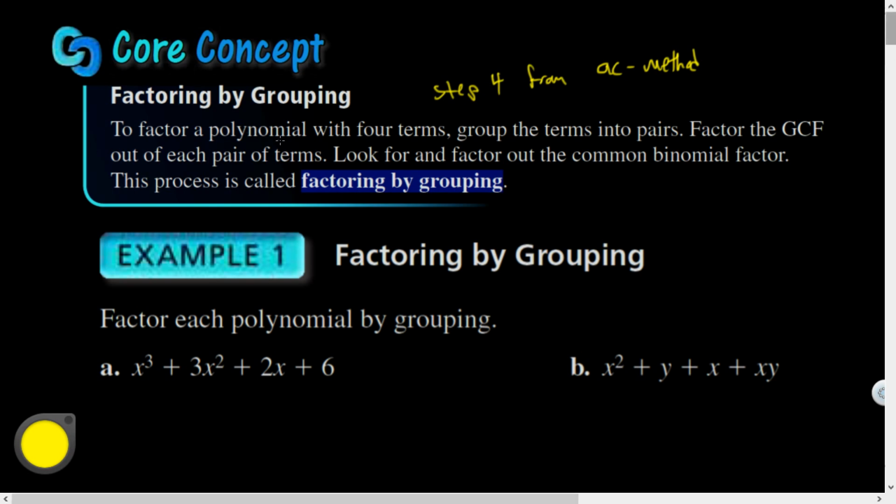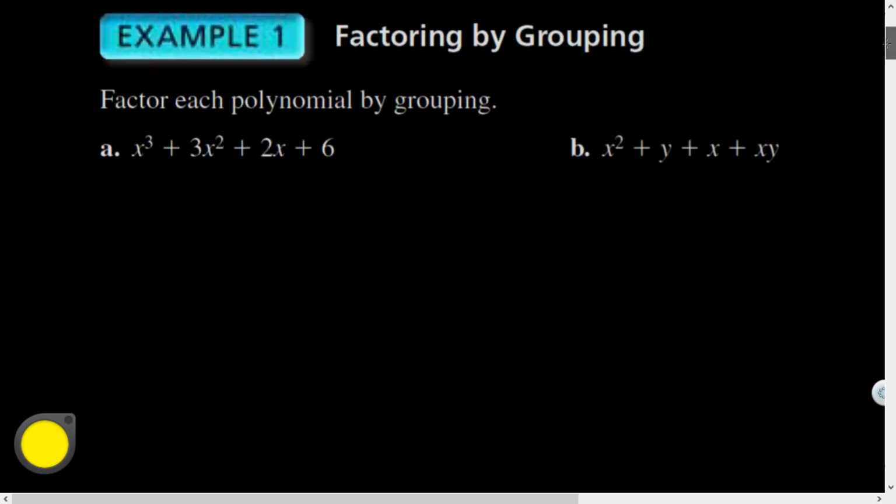So it says factor by grouping a polynomial with 4 terms. Group them into pairs. Factor the GCF out of each pair of terms, right? The first 2 terms, the last 2 terms, and then look for and factor out the common binomial factor. That's the matching parentheses. Matching parentheses is what our goal is. This process is called factor by grouping, which we have already been doing, and it's step 4 in the AC method. All right, so let's just do step 4.